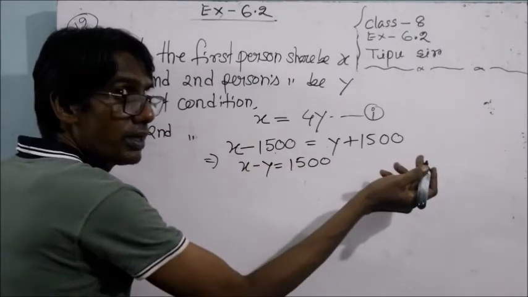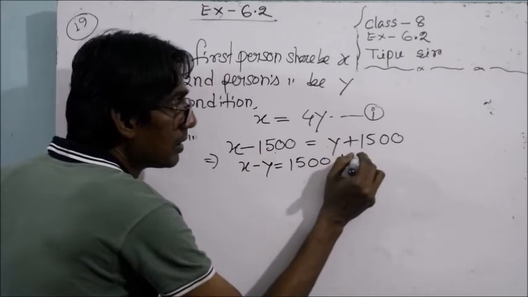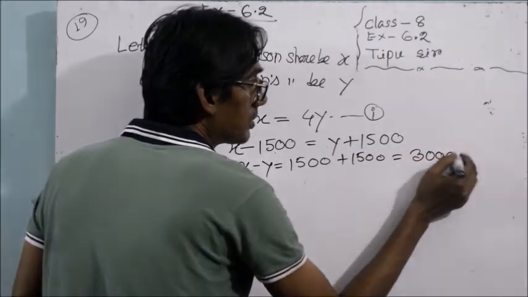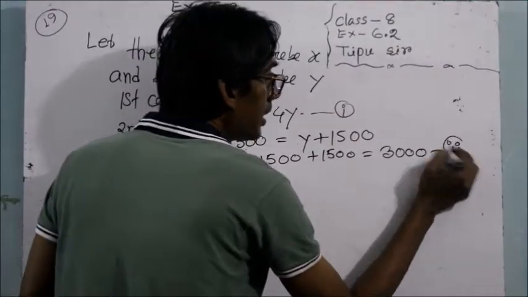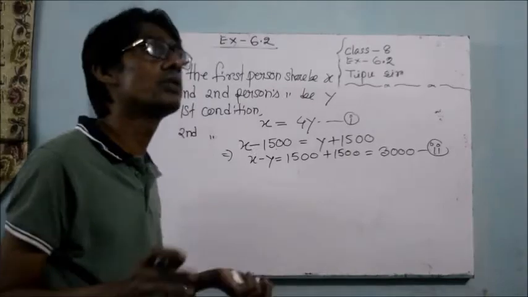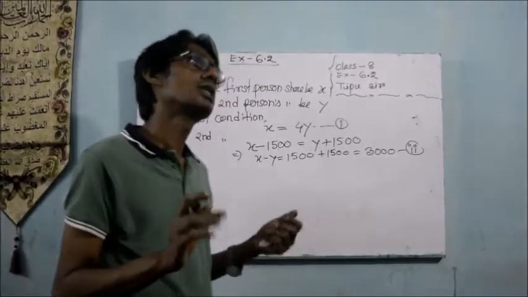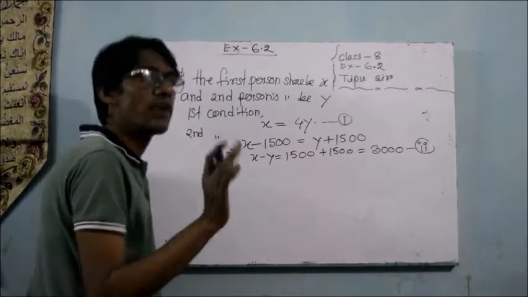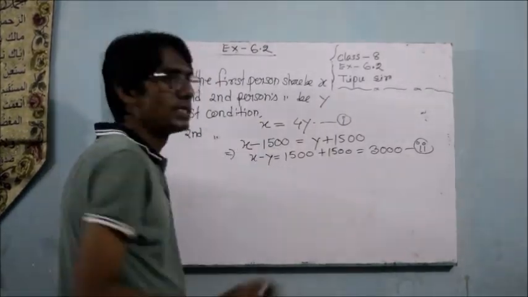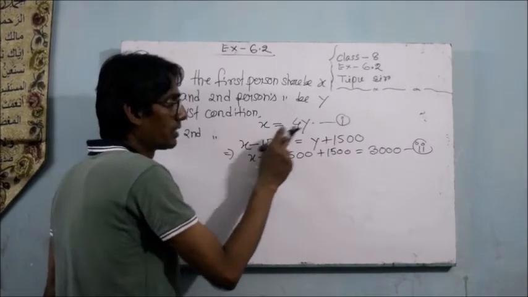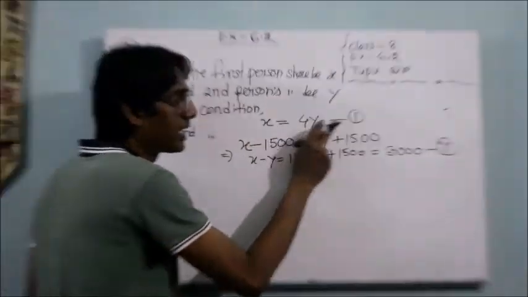This minus will be here, so it will be plus equal to 3000. Clear? So now we get here two equations. Though he has not mentioned in which way we have to solve this one, we can solve it by elimination method or substitution method. If I solve the math by substitution method, that means putting the x variable in the y term. Look at here, the value of x is 4y, which I get from equation 1.